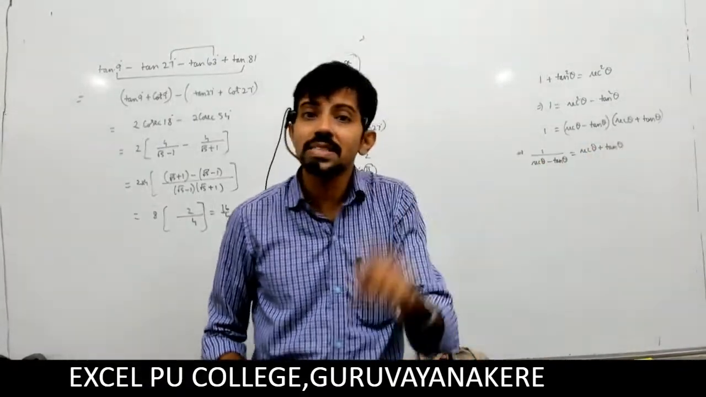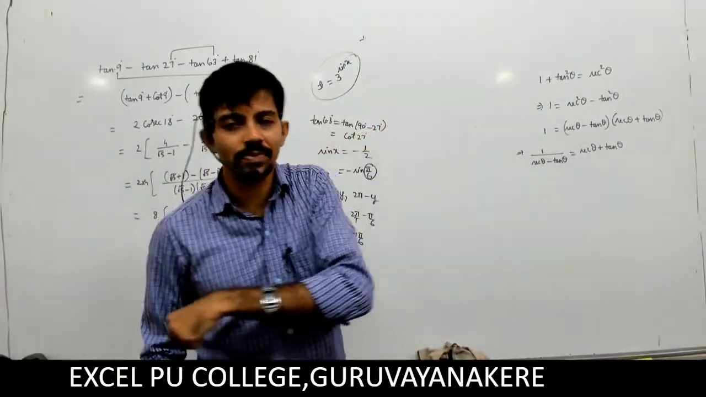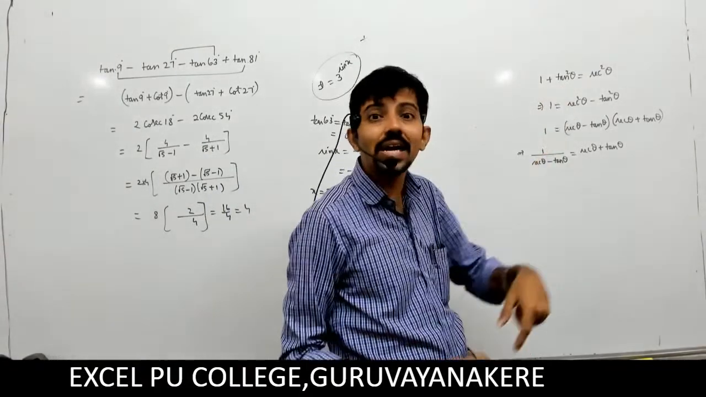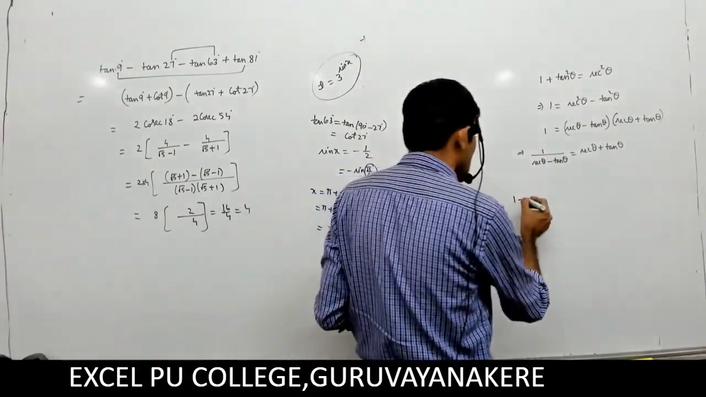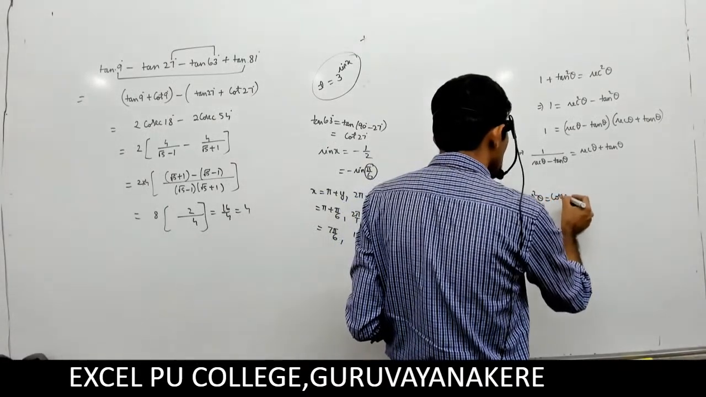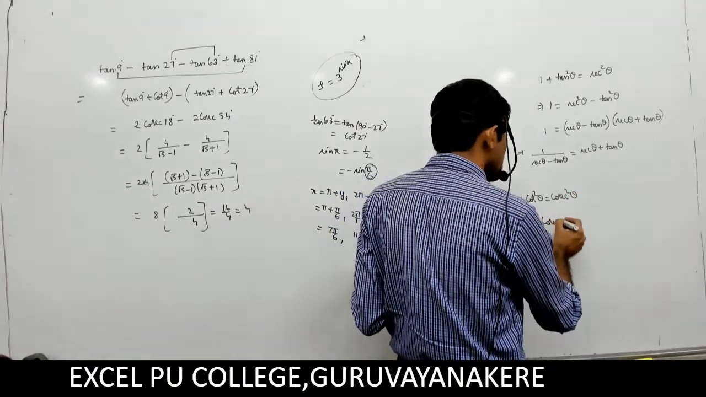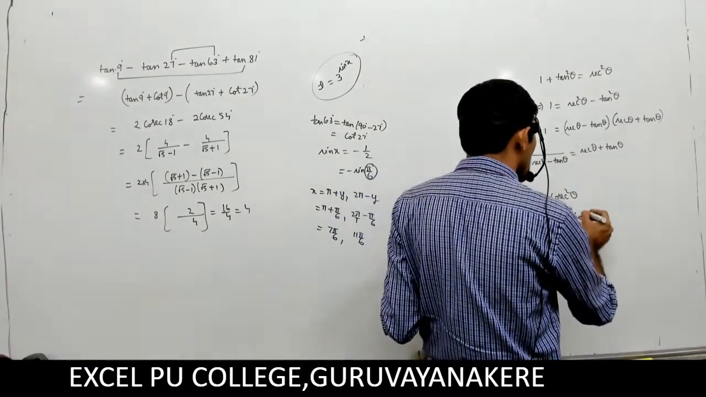1 by sec plus tan is sec minus tan, or 1 by sec minus tan is sec plus tan. A similar type of relation holds for 1 plus cot square theta equal to cosecant square theta. In this case also, 1 is equal to cosecant square theta minus cot square theta.